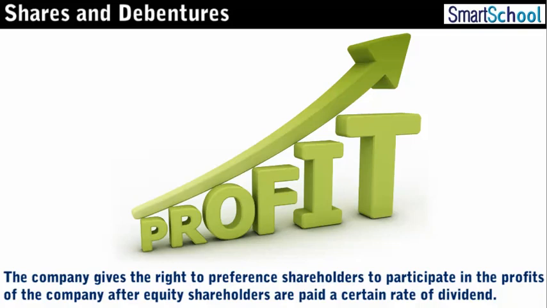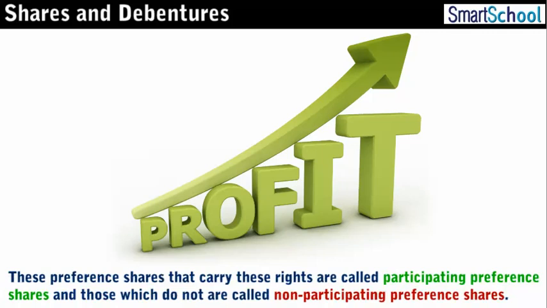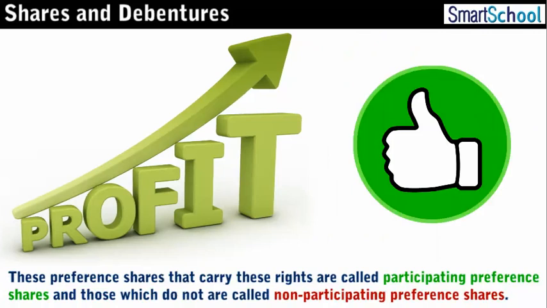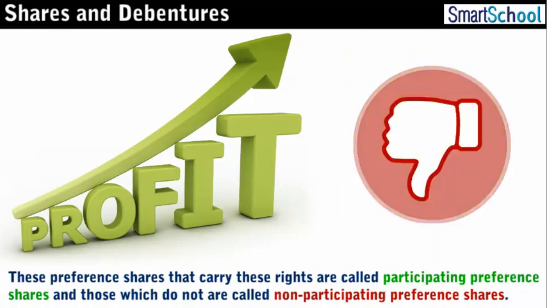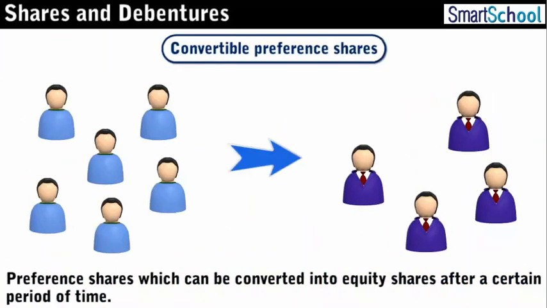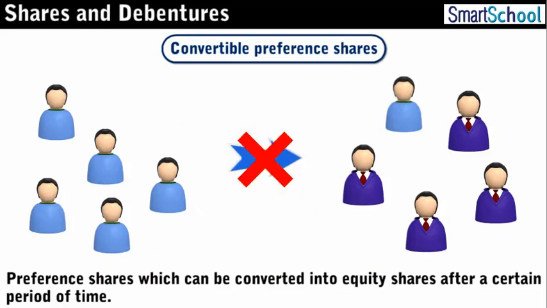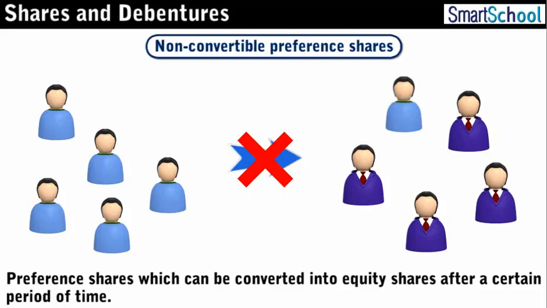Sometimes, the company gives the right to preference shareholders to participate in the profits of the company after equity shareholders are paid a certain rate of dividend. These preference shares that carry these rights are called participating preference shares, and those which do not are called non-participating preference shares. Preference shares which can be converted into equity shares after a certain period of time are known as convertible preference shares, and those which cannot be converted into equity shares are called non-convertible preference shares.